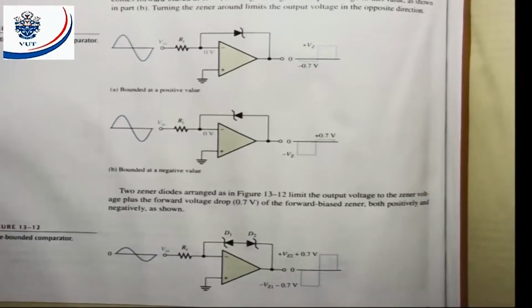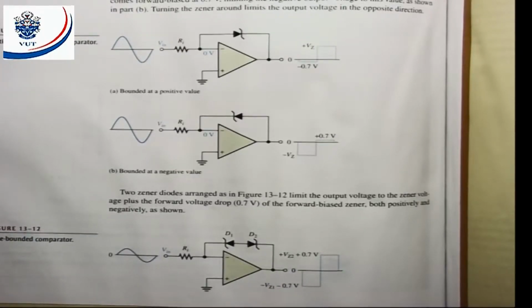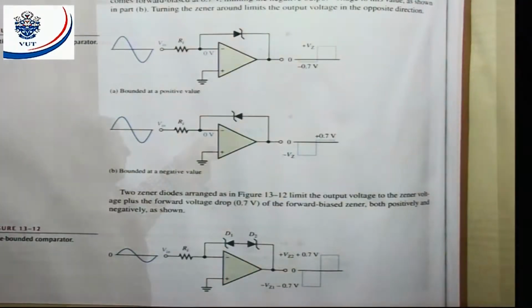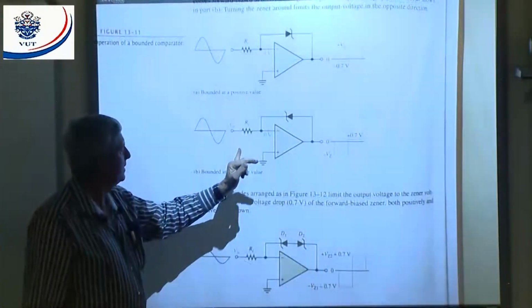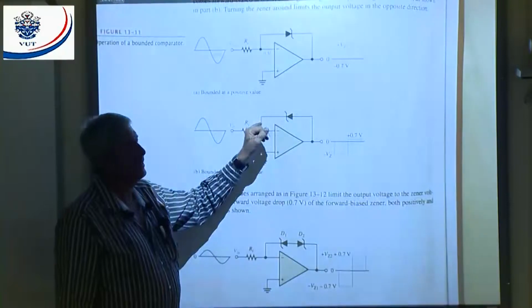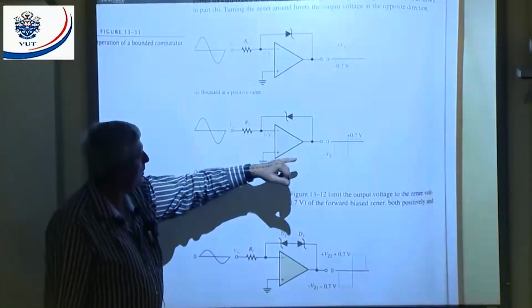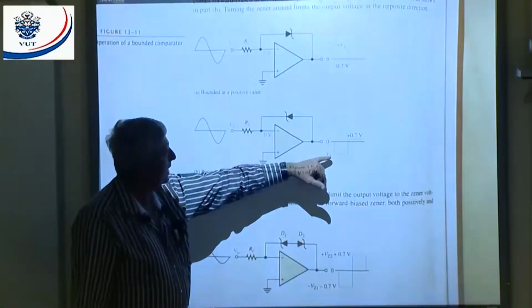That one, we turn the Zener diode around, all right? During my positive cycle, current's flowing in that direction, flowing against the arrow. Zener diode is reverse biased. The output will go to minus Vz because that is at 0.